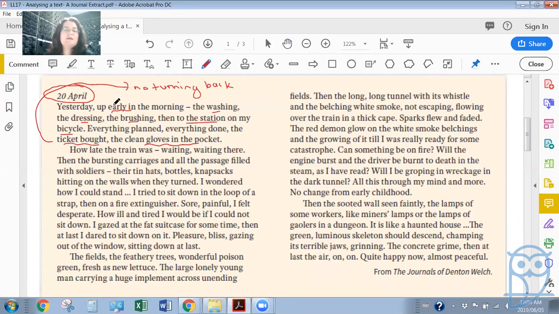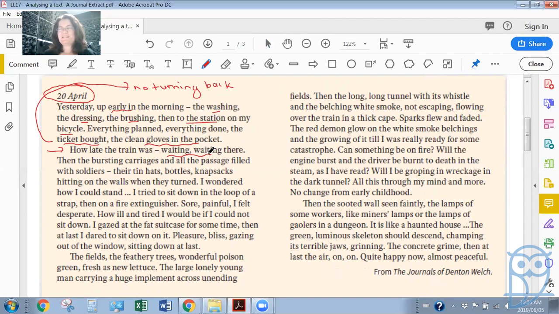Now, from this little section of small details, this idea of busyness and getting ready and preparation and setting off, we then come to the train station. How late the train was. Waiting there. Look at this repetition of waiting. Why do you think this is repeated? Waiting. I'll be quiet to let you type your answer.